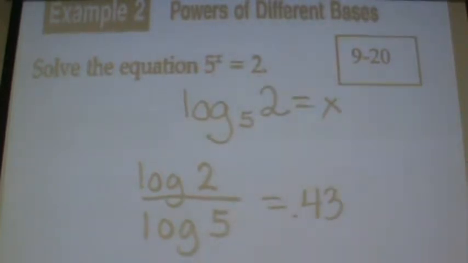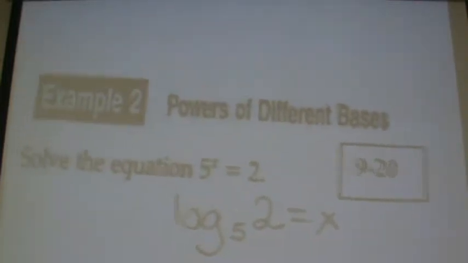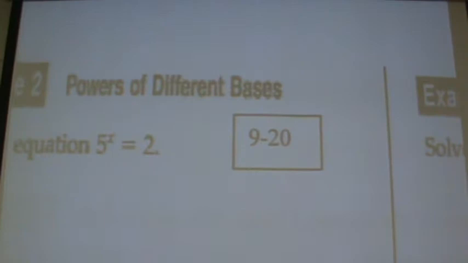Now with the Inspires, when you type in the log button, you have to hit Control, log, and then it prompts you with 2 boxes and you do your 5, arrow, and your 2. And then hit Enter. So you get the same answer, 0.43. Know how to do those with both calculators, because we at the school have the Inspires, but you can't take those home, and a lot of you have the 83s at home.